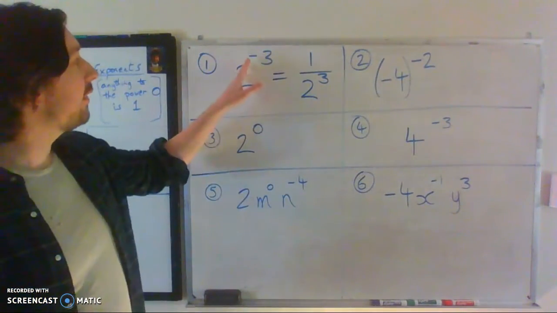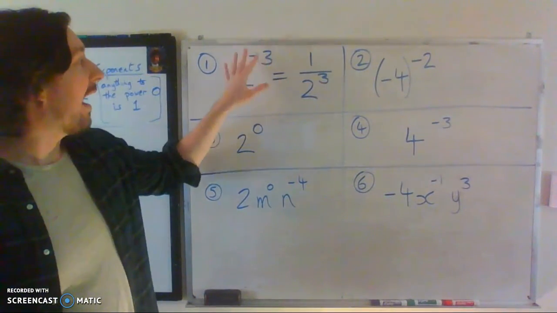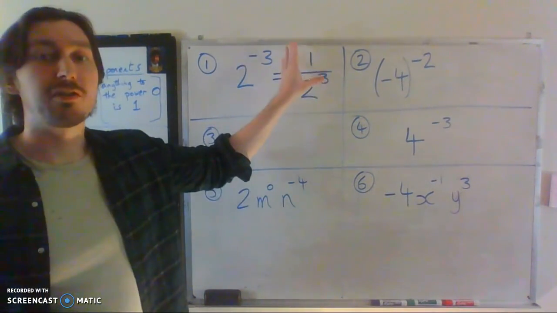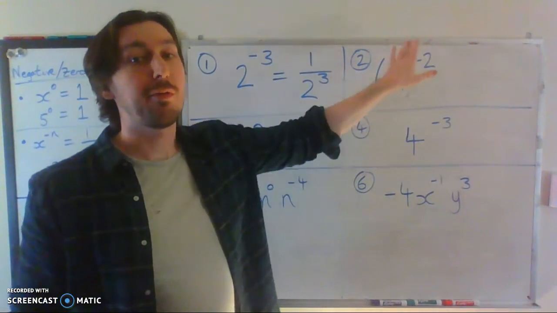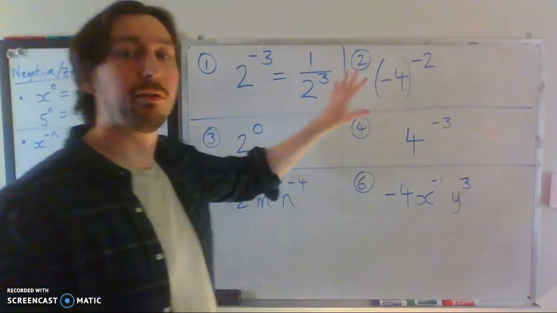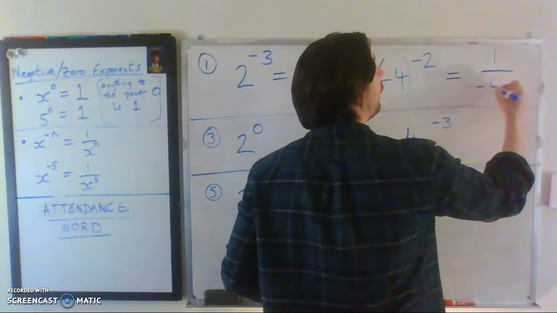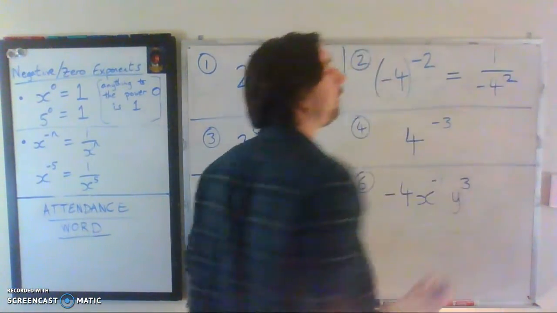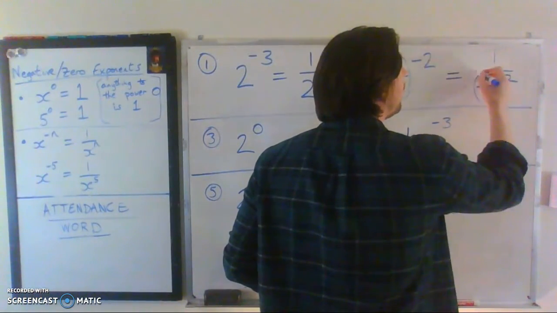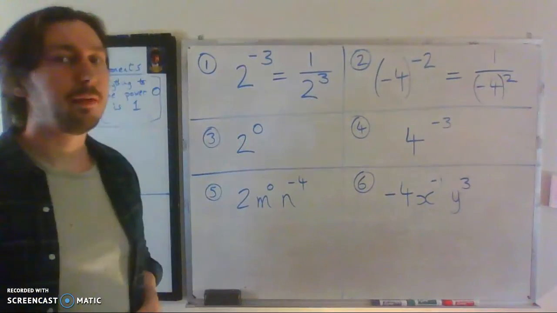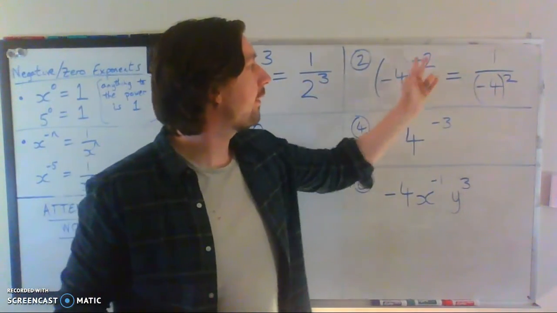You see how it's changed? Power becomes positive, but stays the same number, and then it goes on the bottom of a fraction as the denominator. Even if it's a negative number, if the power is negative, we can do this again. So this becomes 1 over negative 4 to the power of positive 2. And I'll want to just keep my brackets for that one, okay? Because it's the negative and the 4 that are getting squared.